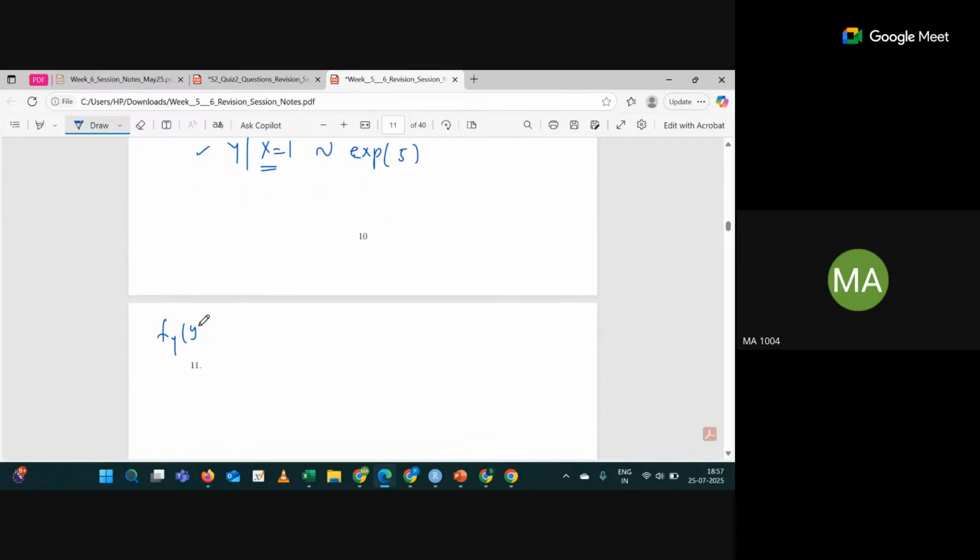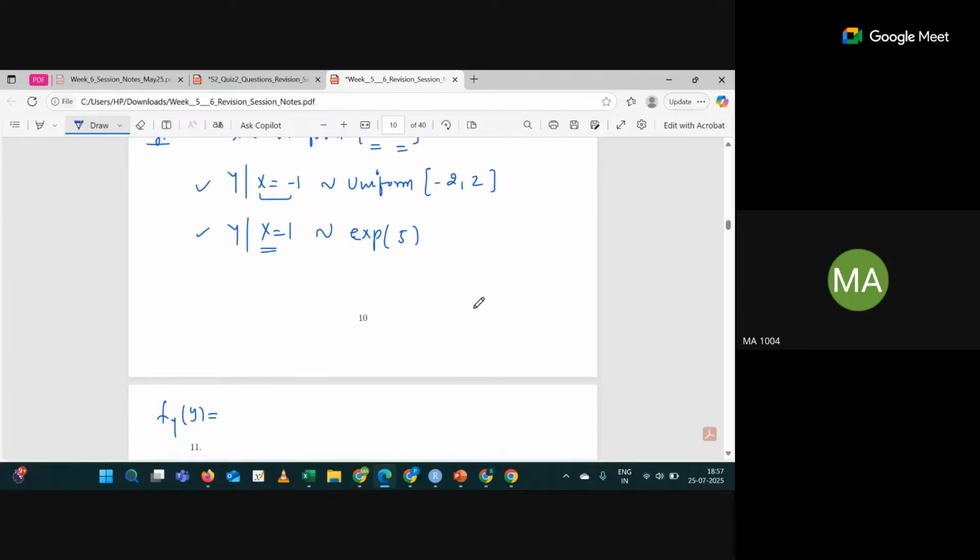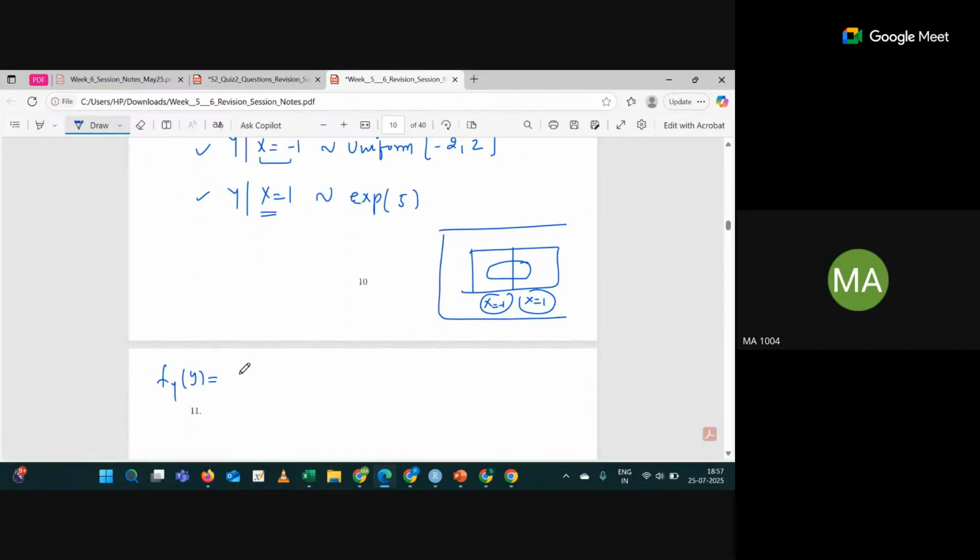Now the question is, what will be f_Y(y)? For each x I have to calculate. You can think like this: suppose x is taking -1 and x is taking 1, and there is some y occurring. This will be uniform and this will be exponential. This is not a correct graph; I'm just trying to give you the idea so that you can relate the formula part here. What I'm trying to say is, it is the probability that x equals -1 times f_Y given x equal to -1, plus the probability that x equals 1 times f_Y given x equal to 1. Is this clear now? Yes or no? Yes, sir.